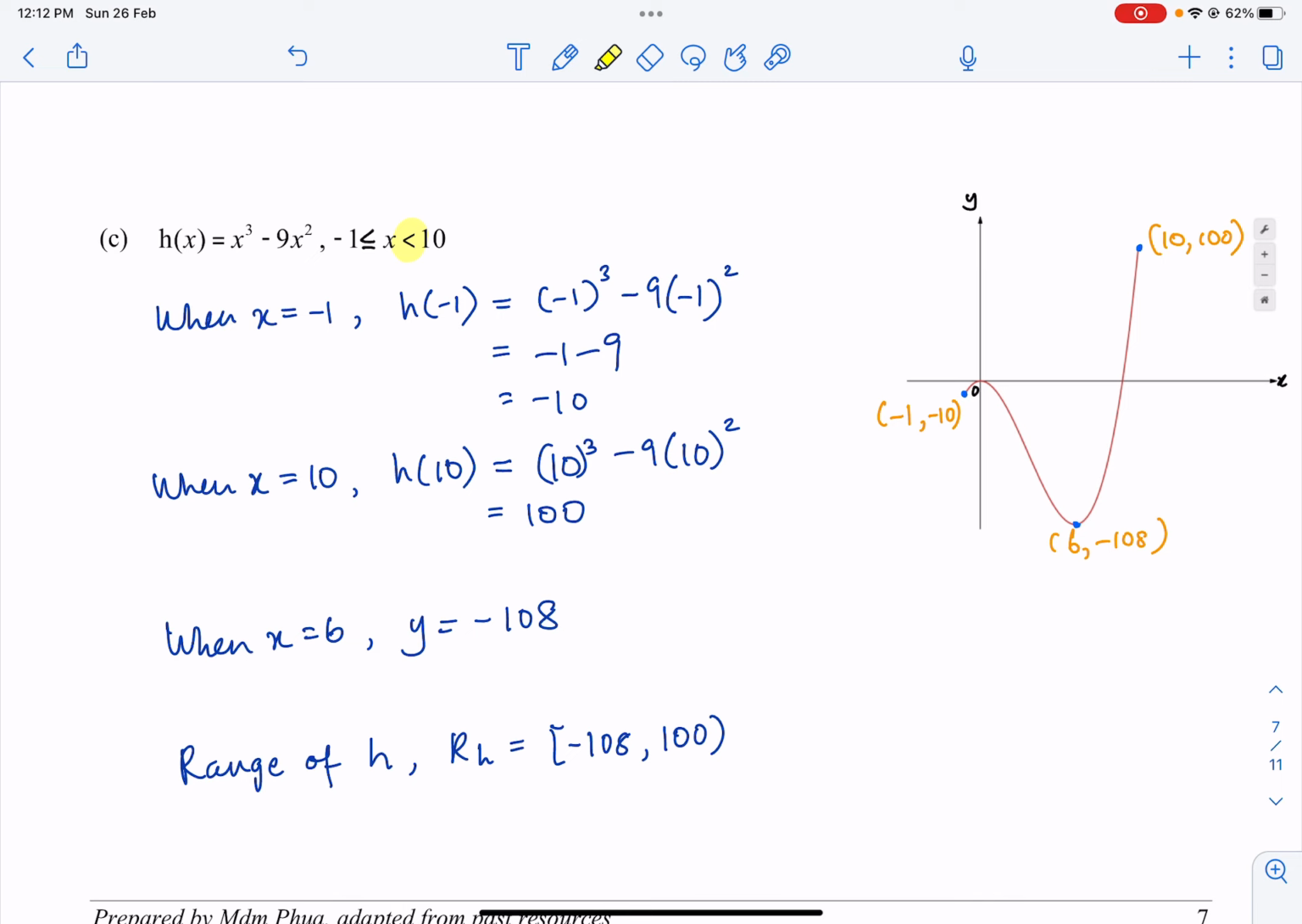So we'll learn more about cubic function in the later part of the curriculum.